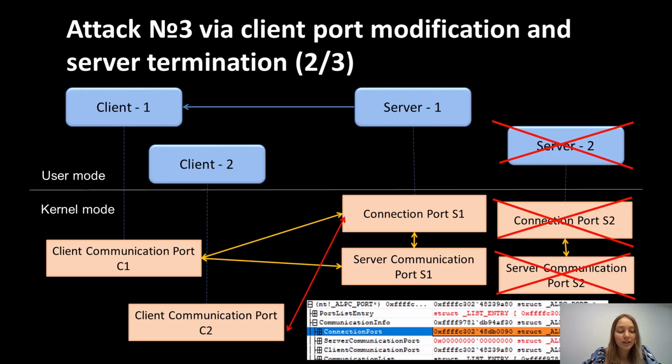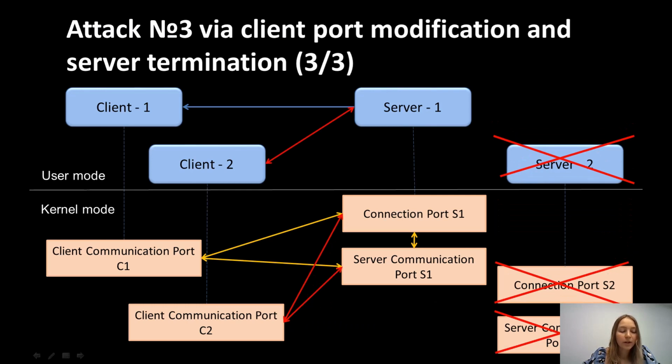After that, the illegal connection between C2 and S1 is broken, and the server communication port field of the client communication port of C2 is filled with zeros. Finally, we replaced the server communication port value in the same communication info structure of the C2 client communication port with the S1 server communication port address. As a result, the illegal connection C2-S1 is active again.